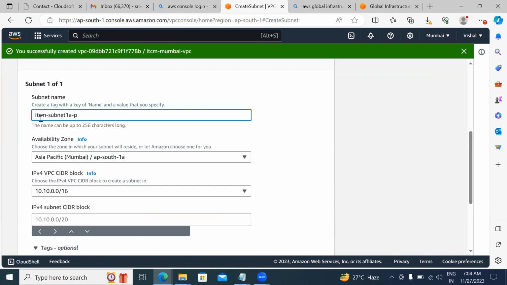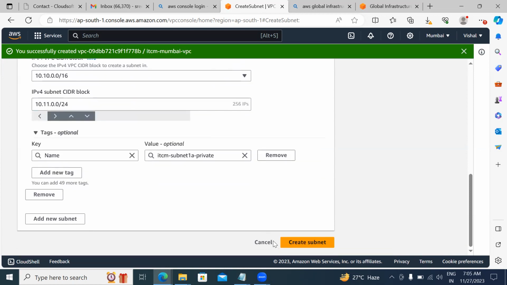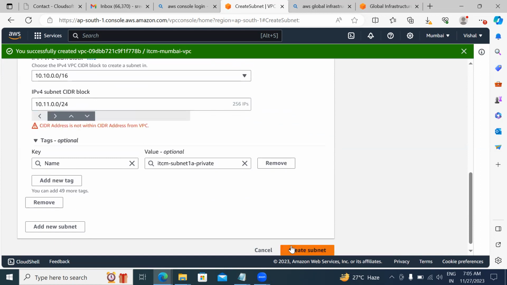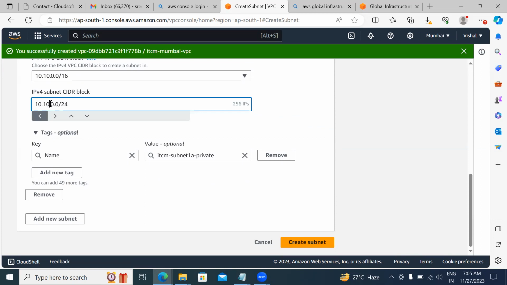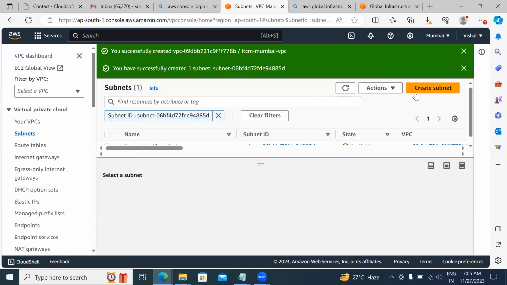I'm going to give here private. In 1A I'm going to give as a private. Then VPC CIDR is 10.10. In this range only I need to give here. If I give 10.11.0/24, it won't allow. Okay, because 10.10 is fixed. So only one subnet is created.